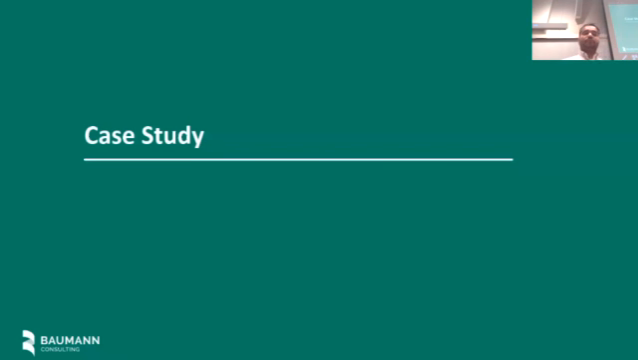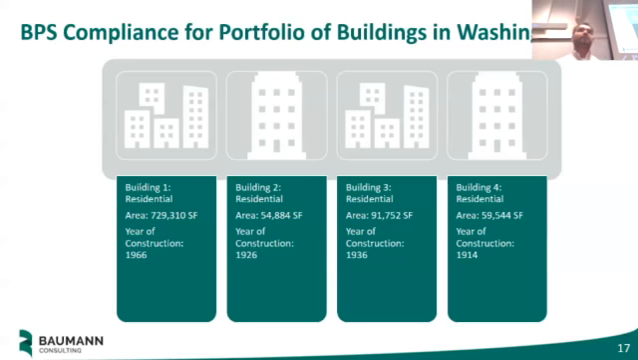So as part of the case study, we are considering a portfolio of clients in Washington, DC. Washington, DC already has building performance standards requirements, right? So we are looking at 4 residential properties in Washington, DC, each having a different square footage and year of construction. So right now we are starting, and I will be sharing my screen to understand how the buildings are currently performing.